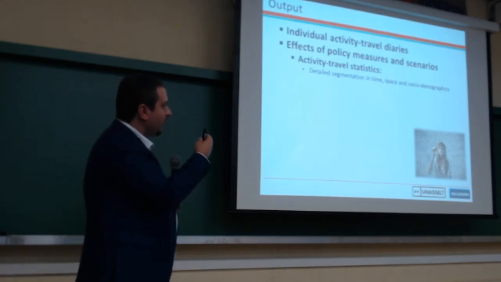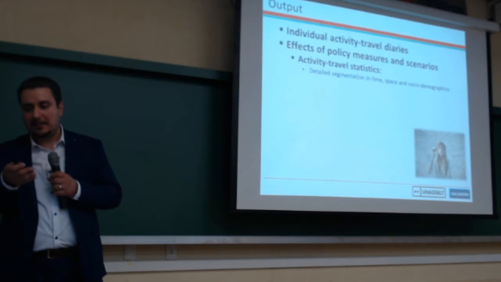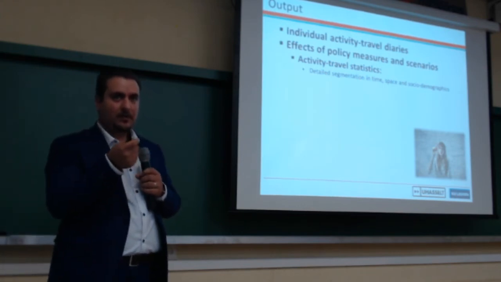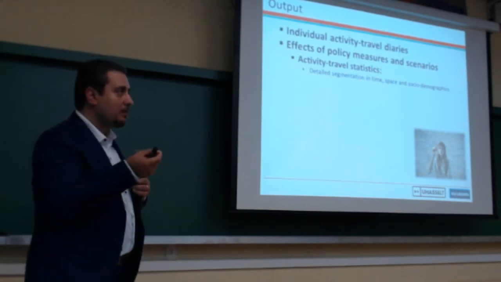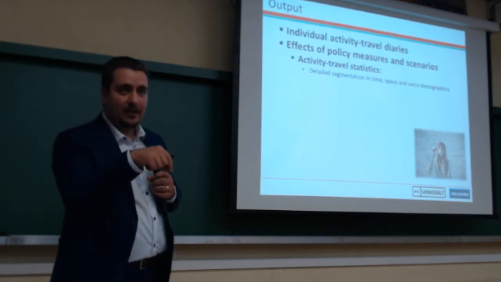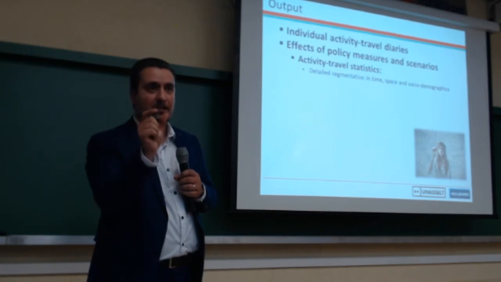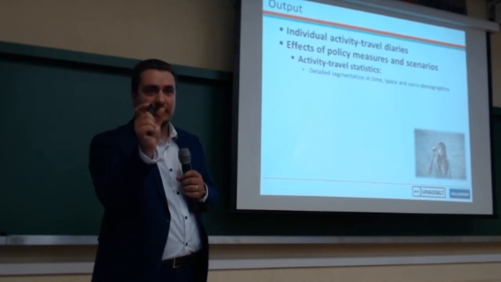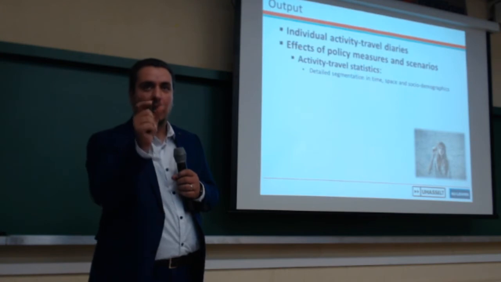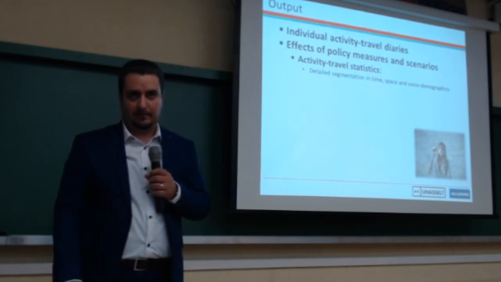So what we can have is detailed segmentation in time, space, and also by means of socio-demographics. What does this mean? It means that by means of feathers, we can know what kind of activities a certain group of people, like youngsters, male, are doing in the early morning on a Monday.